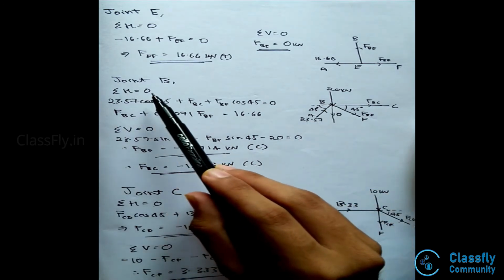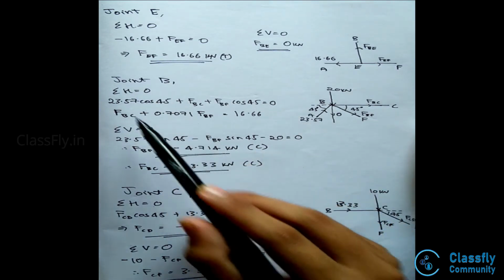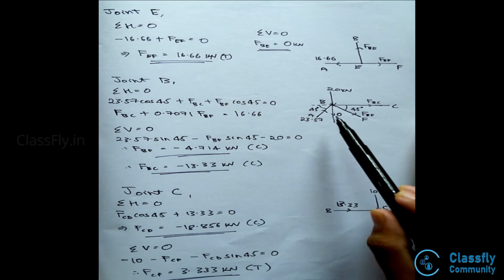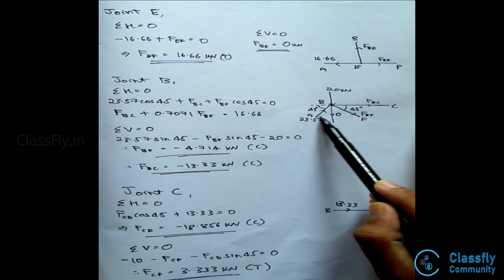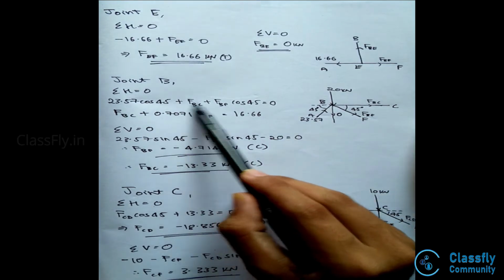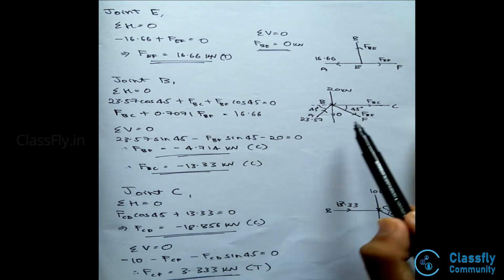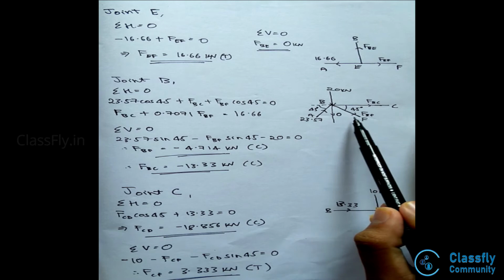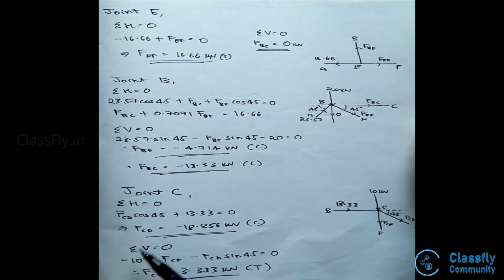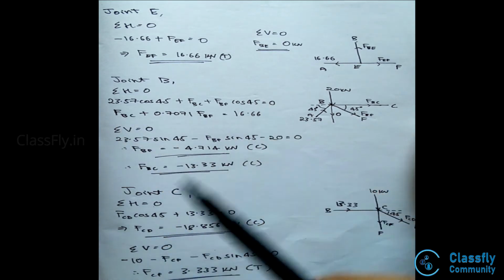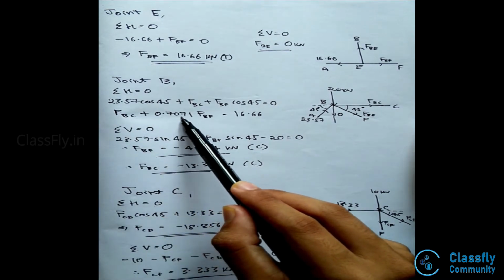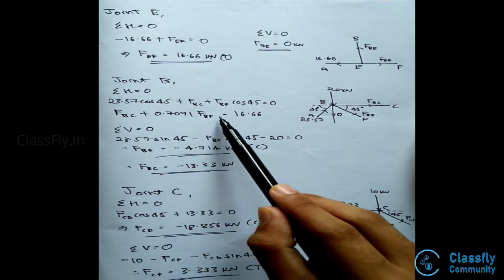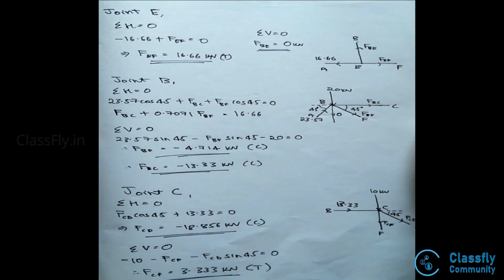Now applying the equilibrium conditions, we have summation H is equal to 23.57 cos 45, that is the horizontal component of this force, plus FBC plus FBF cos 45, that is the horizontal component of the force FBF, to be equal to 0. Hence we have FBC plus 0.7071 FBF to be equal to 16.66.